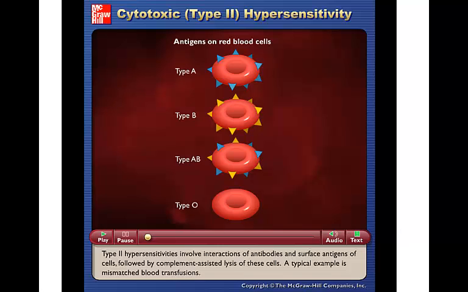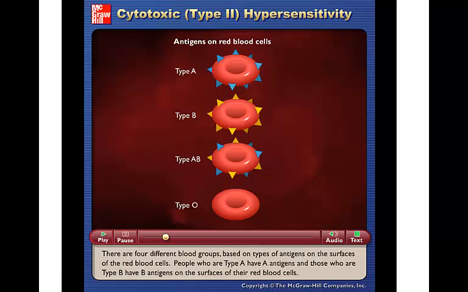Type 2 hypersensitivities involve interactions of antibodies and surface antigens of cells, followed by complement-assisted lysis of these cells. A typical example is mismatched blood transfusions. There are 4 different blood groups based on types of antigens on the surfaces of the red blood cells.